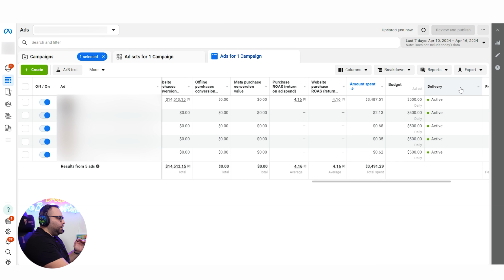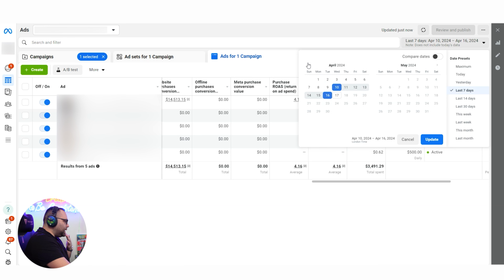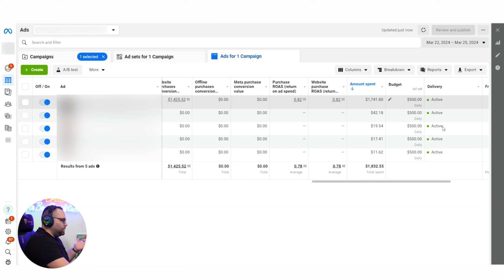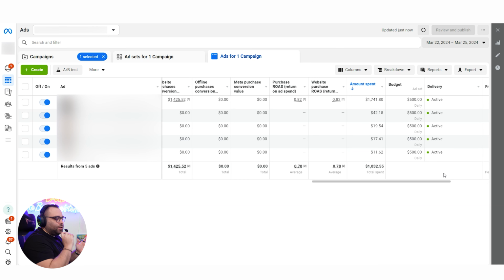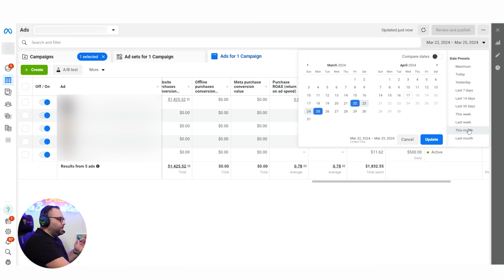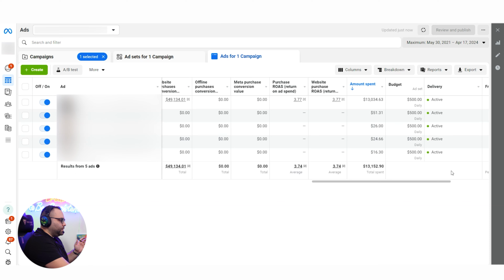Now, most people, but okay, it's not fair to say that because we don't know what people would do, but if we look from here to here, we can see that it has spent 1,700 with 0.78. If we look at the campaign over the whole period, we can see that it's at 3.74 with 13k spent. This is another account which has high AOV, so it takes more time for the sales to come, and a lot of times the sales that are coming are not the actual volume.